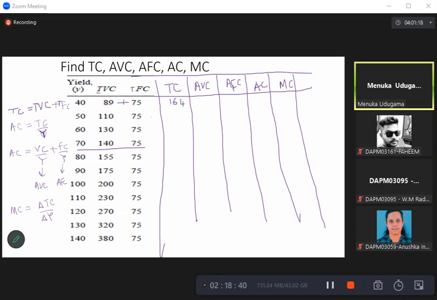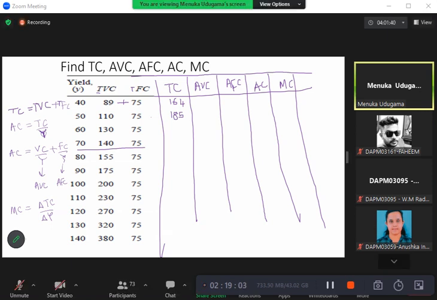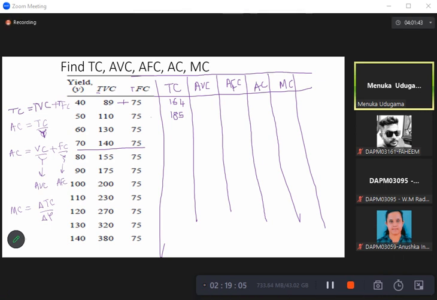Right, let's do the second one. Now, 110 plus 75 is 185. So let's do the third one. Okay, correct me if I'm wrong. So it adds up to 205, isn't it? So the total cost is 205. Okay, is that clear?